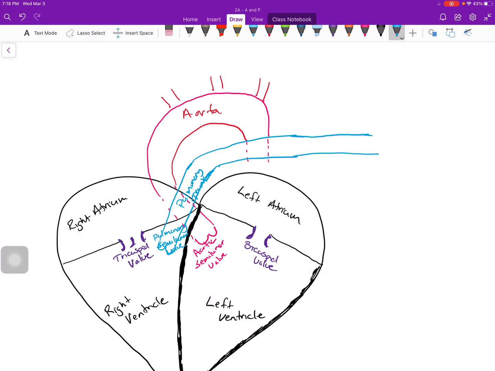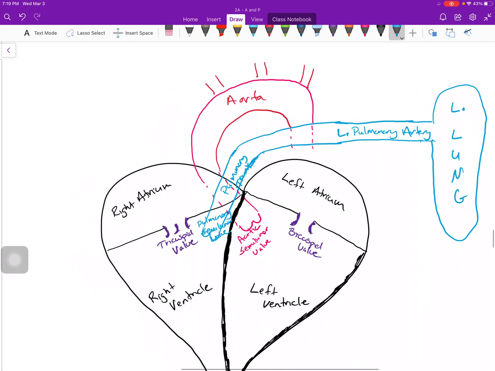And then it just continues on over here till it goes to a lung. And so I'm going to add a lung. It's not going to be anything fancy. So we're just going to go this way. And this is going to be my left lung. So that makes this the left pulmonary artery, because arteries leave the heart. You can abbreviate that LPA. All right, so it branches because we've got a left lung.